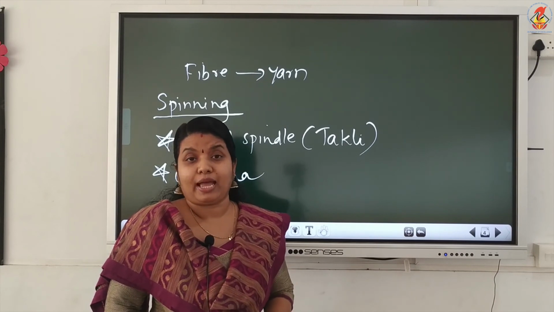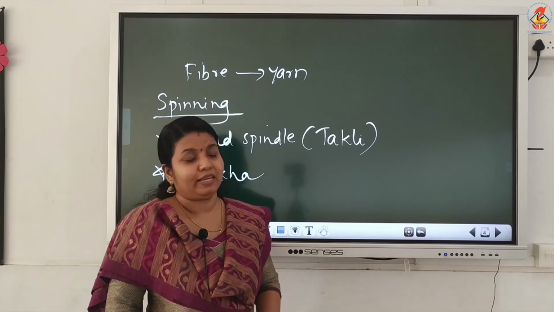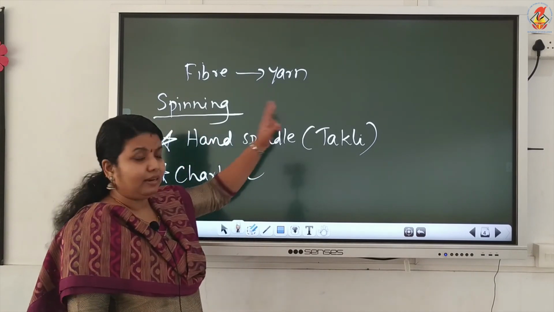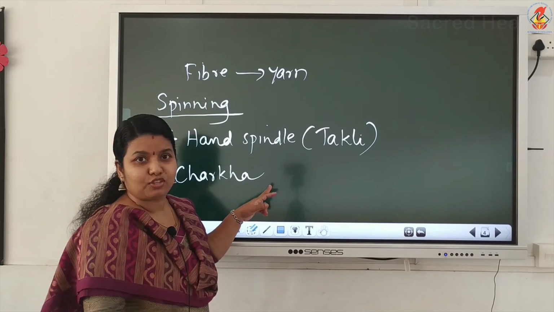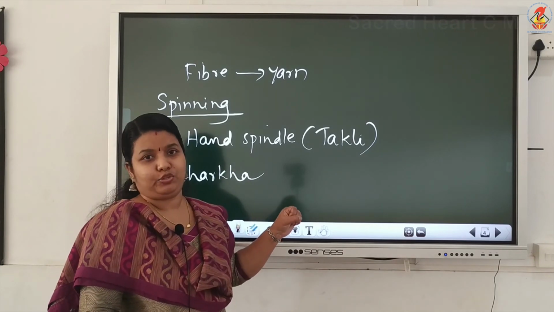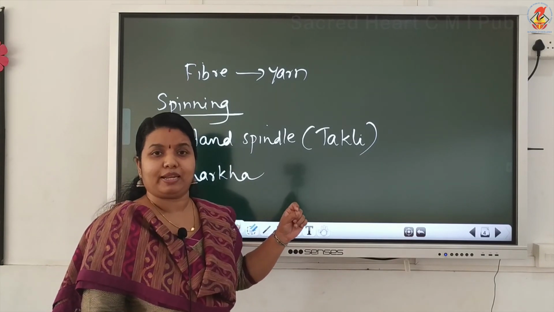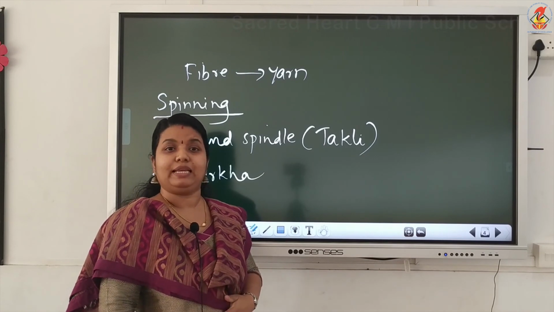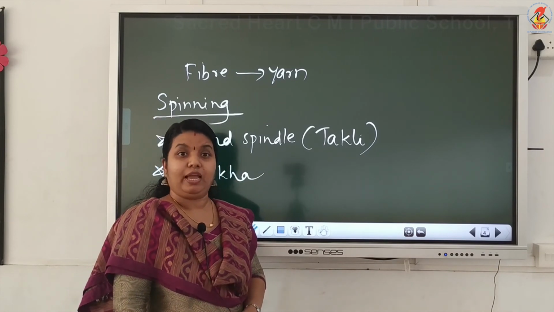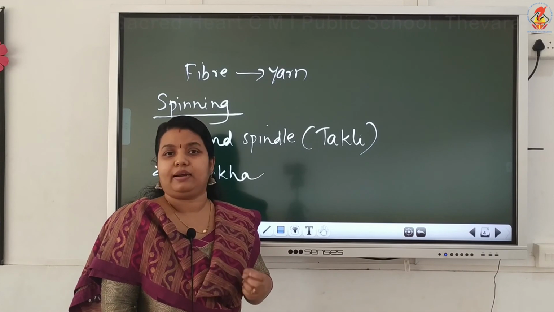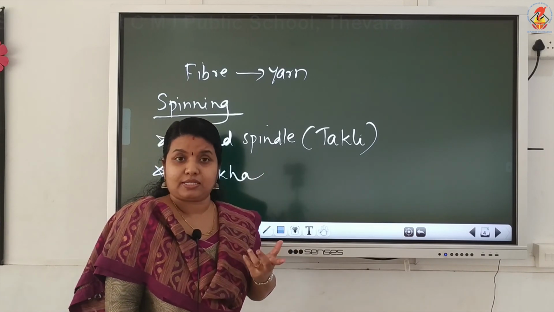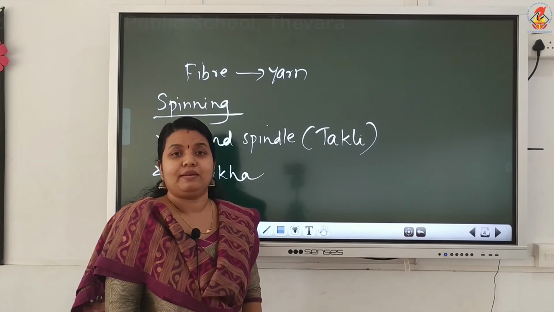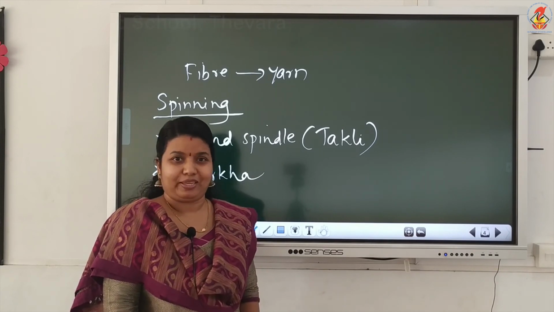Now two hand operated devices used for spinning are the hand spindle known as takli and the charkha. Figures of both these are given in the textbook. The use of charkha was popularized by Mahatma Gandhi during the independence movement. And spinning on a large scale is done with the help of machines. These are hand operated devices. On a large scale, spinning is done using spinning machines. Okay, so that's all.